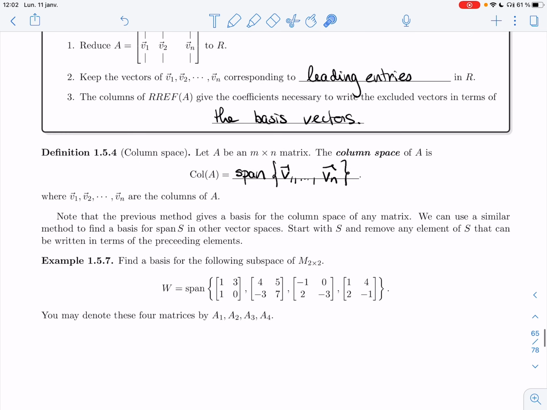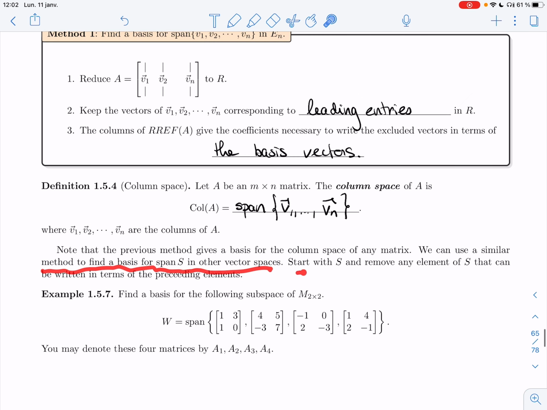All right, so the previous method gives us a basis for the column space of any matrix. We can use a similar method to find a basis for a span in other vector spaces. As we did here, you start with S, and you know it gives you everything in V, and then you start removing any element of S that can be written in terms of the preceding elements. That worked in En, it's going to work everywhere else.